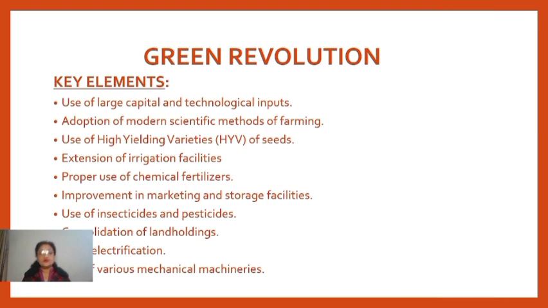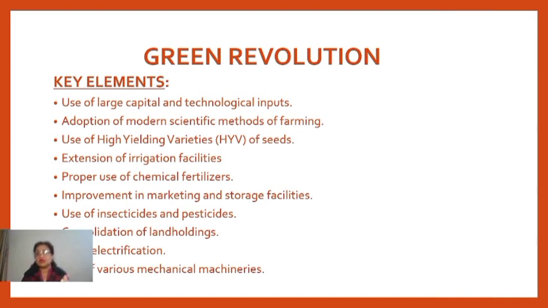Then next is improvement in marketing and storage facilities. Yes, it is also one requirement for agriculture. When we are doing farming or any agricultural activities, we should have proper reach or connectivity with the market. When the market is available to us, we should know how to reach there, and when the production has been done, there should be a storage facility available with us. All these things were provided at that time.